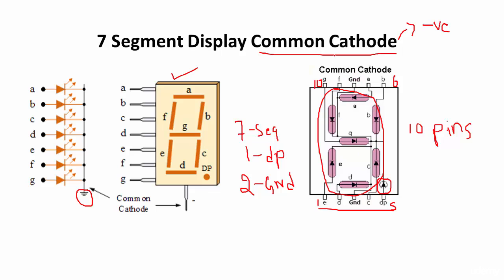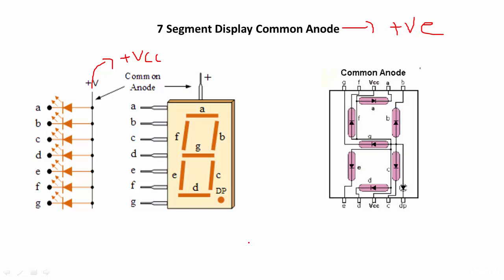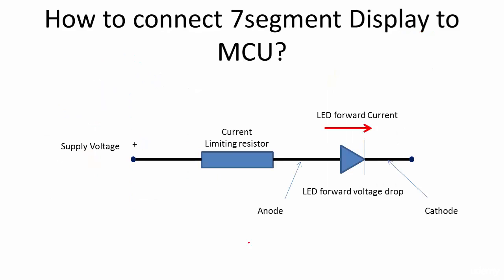And if it is a common anode, then these 2 pins will be plus VCC, so you have to drive them to plus VCC. You need not drive both pins. You can connect either one of these and leave the other pin not connected. That works. So this is some background about common cathode and common anode displays. Now let's move forward.